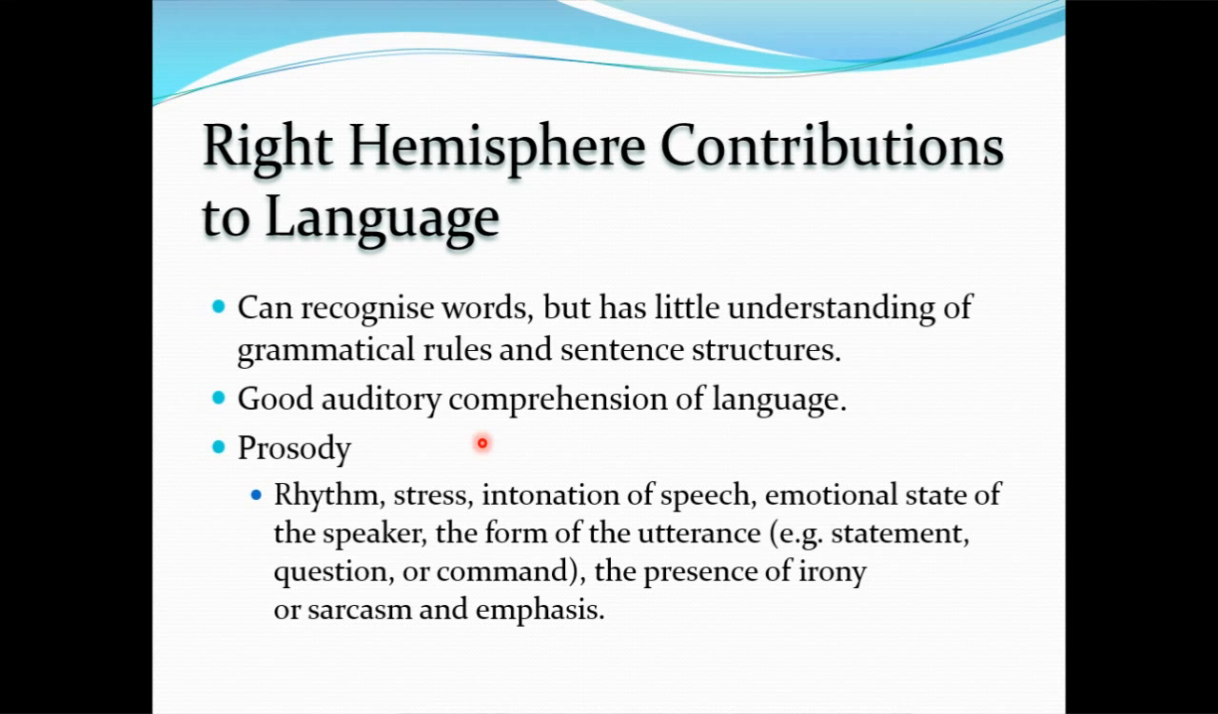Now, prosody is this, more than anything, when we think about the effect of the right hemisphere with language, we must think of prosody. It's the rhythm, stress, intonation of speech, emotional state of the speaker, the form of the utterance, for example, whether it's a statement, a question, or a command, the presence of irony or sarcasm and emphasis. Those are all the aspects of language that the right hemisphere has to deal with.